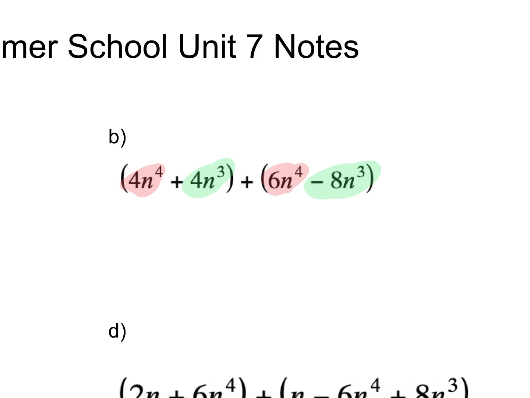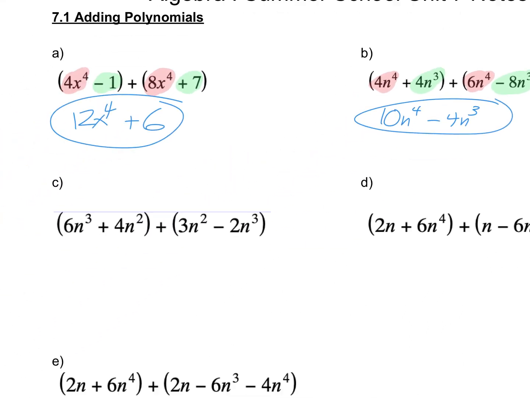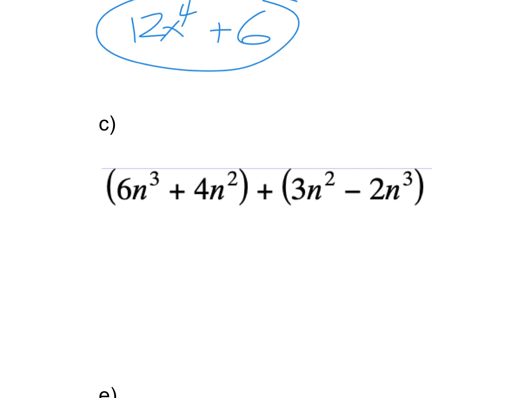So combining them respectively, 4n to the fourth plus 6n to the fourth, we're adding the coefficients, so that would give us 10n to the fourth. The variable does not change. And then 4n to the third, or 4n cubed, minus 8n cubed. We are going to take +4 and subtract 8, or you can think of it as taking +4 and adding -8. Either way, you should get -4n cubed. All right, go ahead and pause the video and see what you get for problem C.